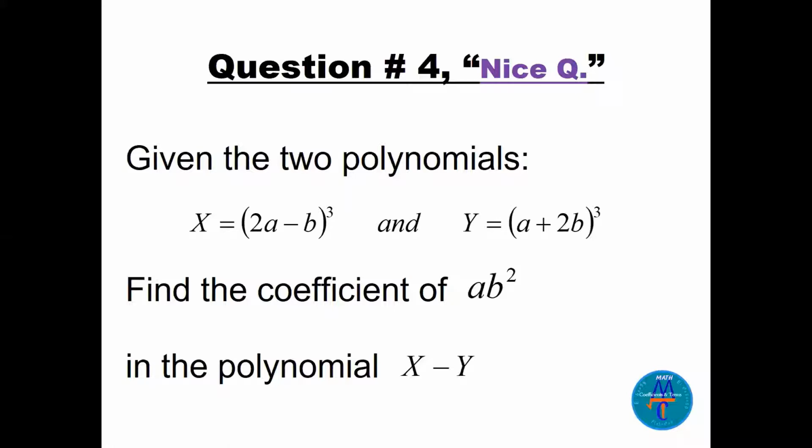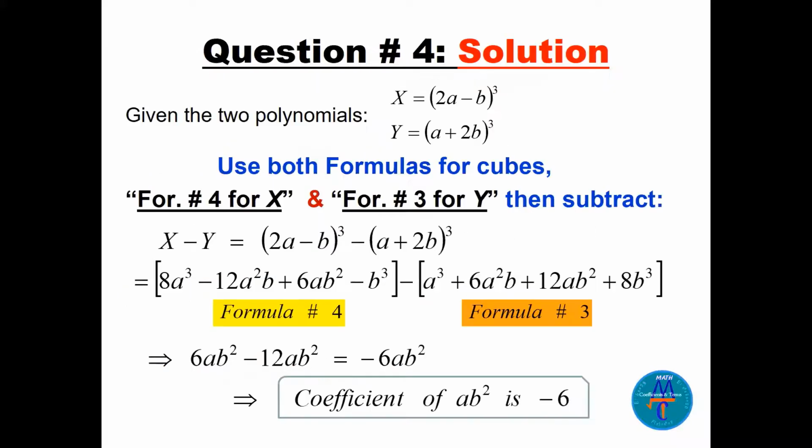In the final answer, one term is ab squared. This is the term here, ab squared. Find the coefficient. What is the number multiplied by ab squared? That's the question. It's important in math to understand the question before you start solving. Let's see. You want to try? What is the coefficient? It's a number. In this question number 4, the answer is minus 6.